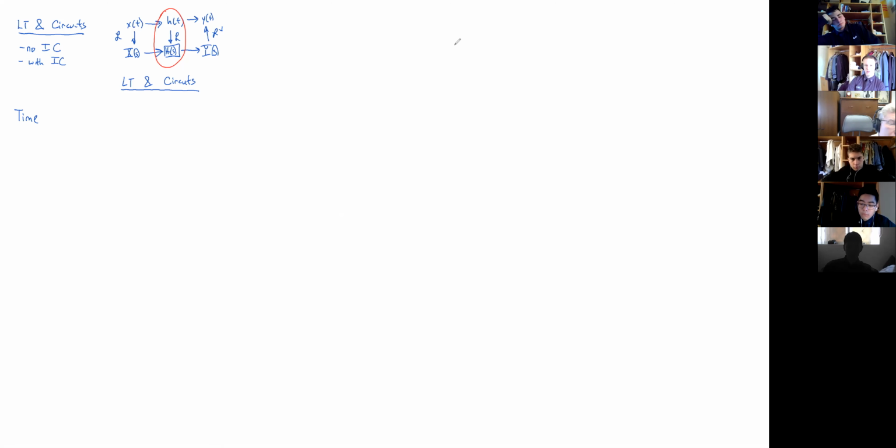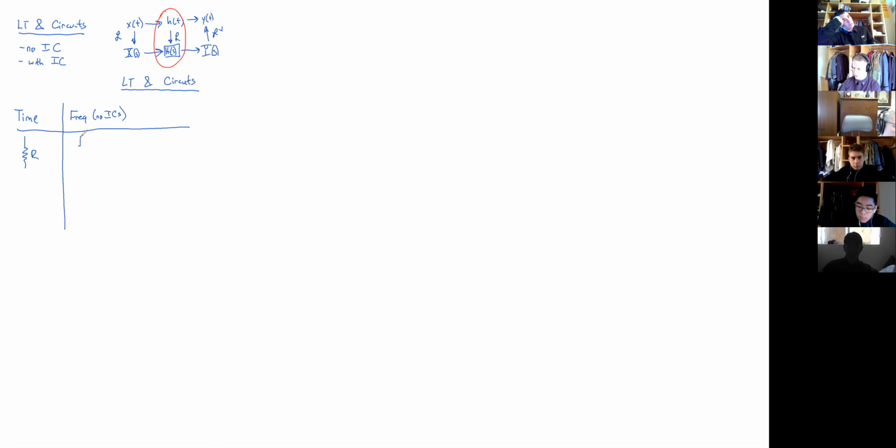And it's actually a very simple one. I'm going to talk about in the time domain what a resistor looks like, and in the frequency domain, with no initial conditions. So here's the problem. The frequency domain can't handle initial conditions. There's no concept of time in the frequency domain.